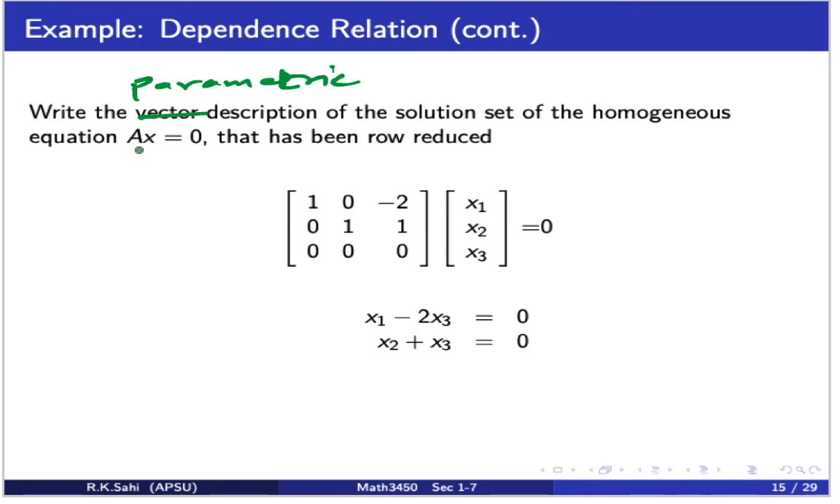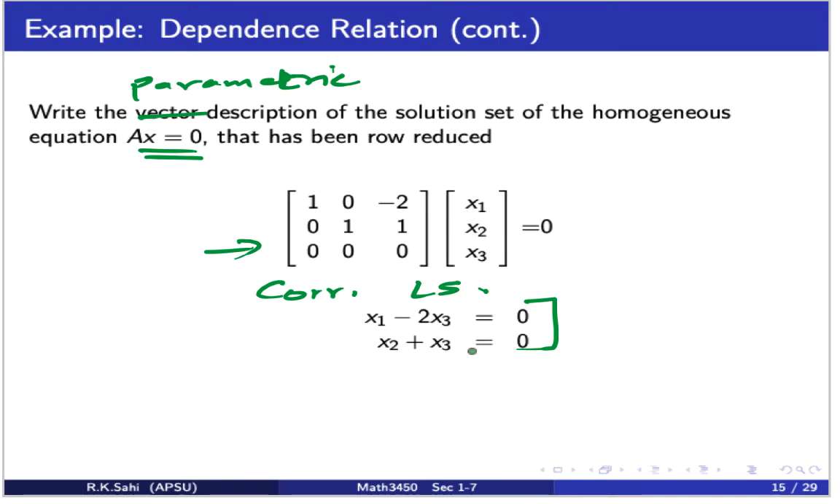Now, this is Ax equal to 0. We will apply the row reduced form, because remember, the original matrix and the row reduced echelon form have the same solution set. So it's better to work in the row reduced echelon form. And what do we get? When we write down the corresponding linear system, we get this set of equations.